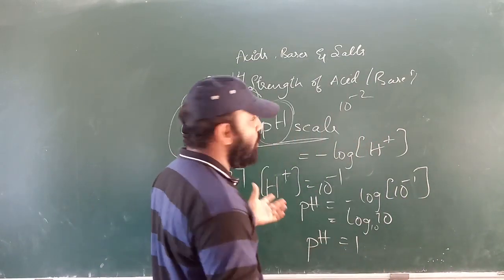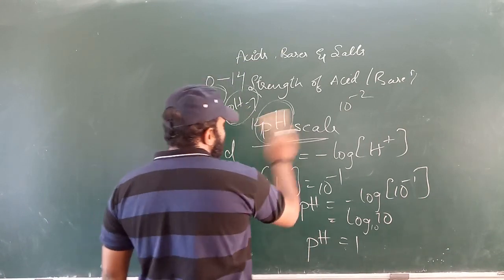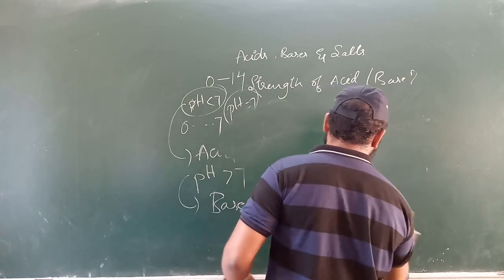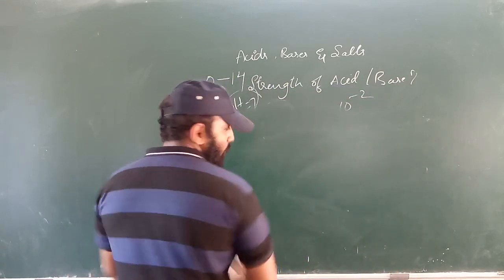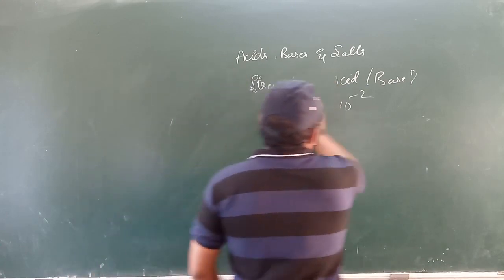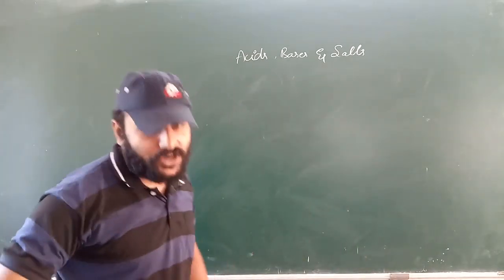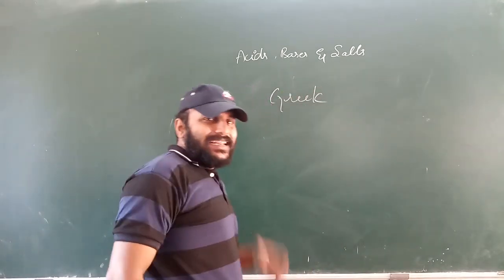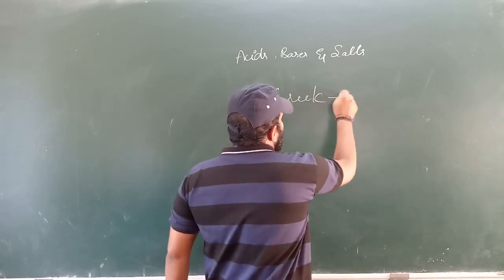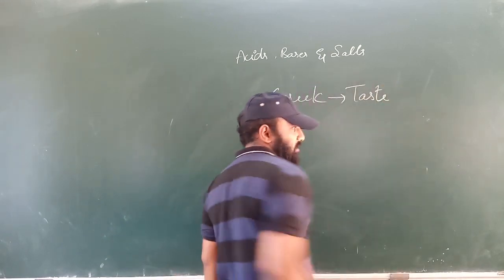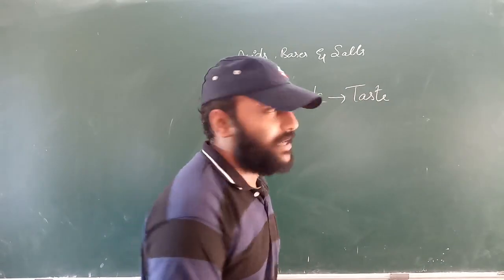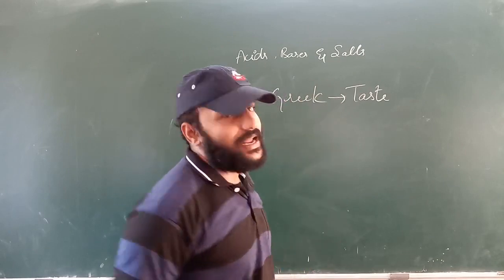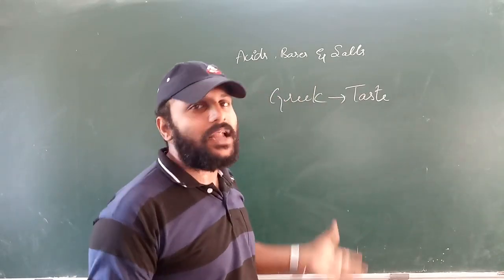Now, who made this concept of the pH scale? Let us see the history of the pH scale. If you go through the history of the pH scale, it was first discovered by the Greeks. They said that based on taste, acids are sour and bases are bitter. So it was the Greeks who first said that based on taste we would differentiate whether something is an acid or a base.